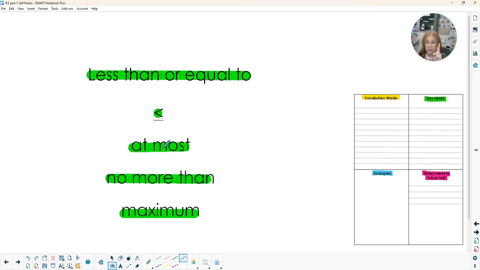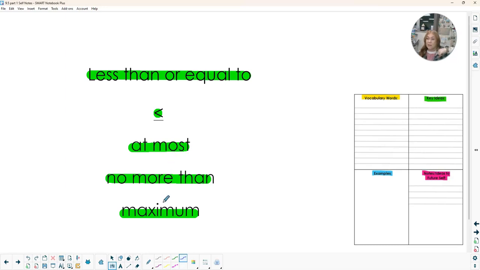Now these words can get tricky when you read them. Most, more, max. Those sound like they're big, but we've got to read them and understand, right? It's at most. That's the most it can be. So it's anything less than that. It is no more than this, right? That's the most it can be. It's anything less than that. This is the maximum. This is the most it can be.